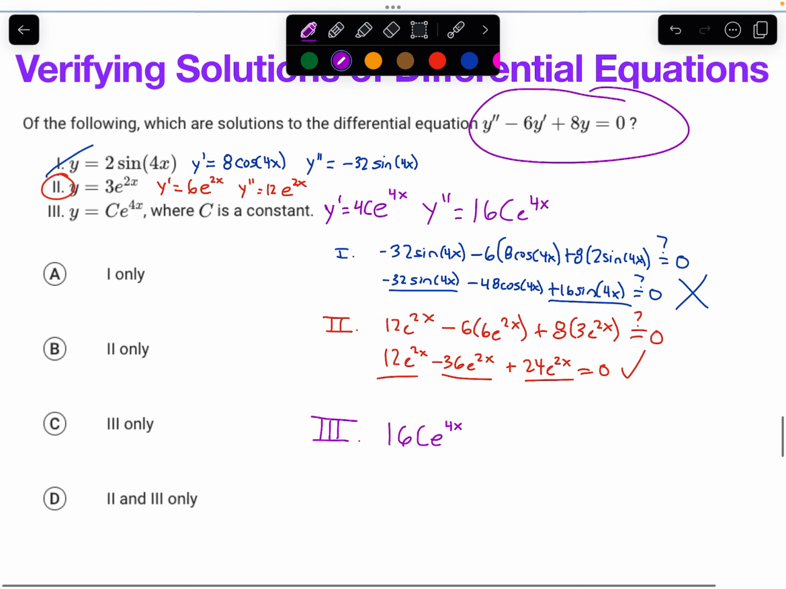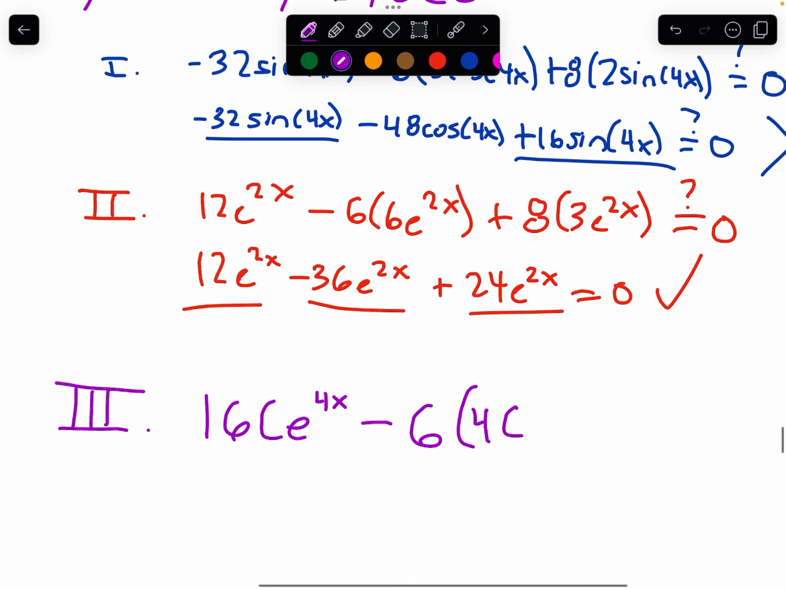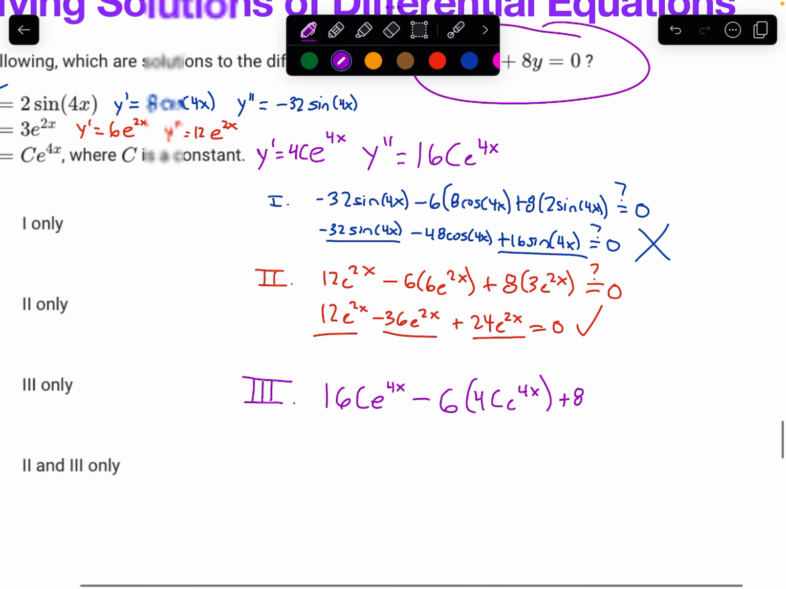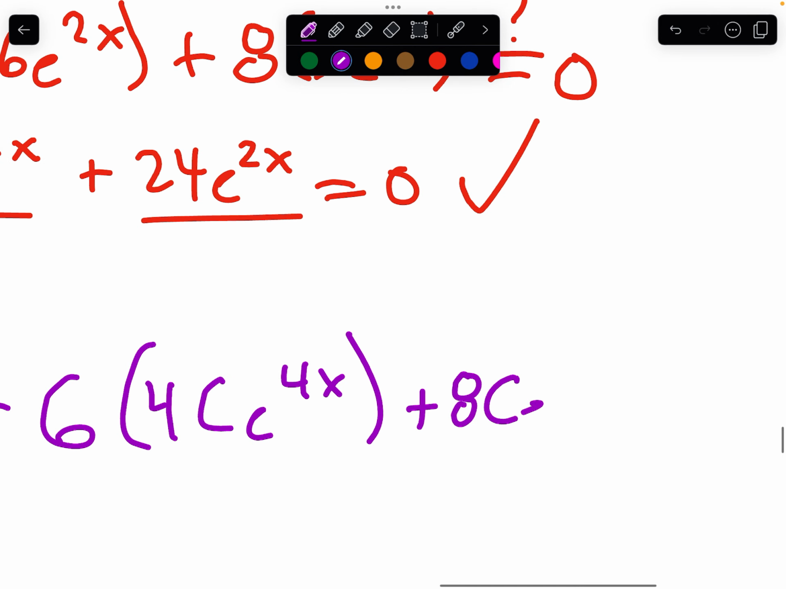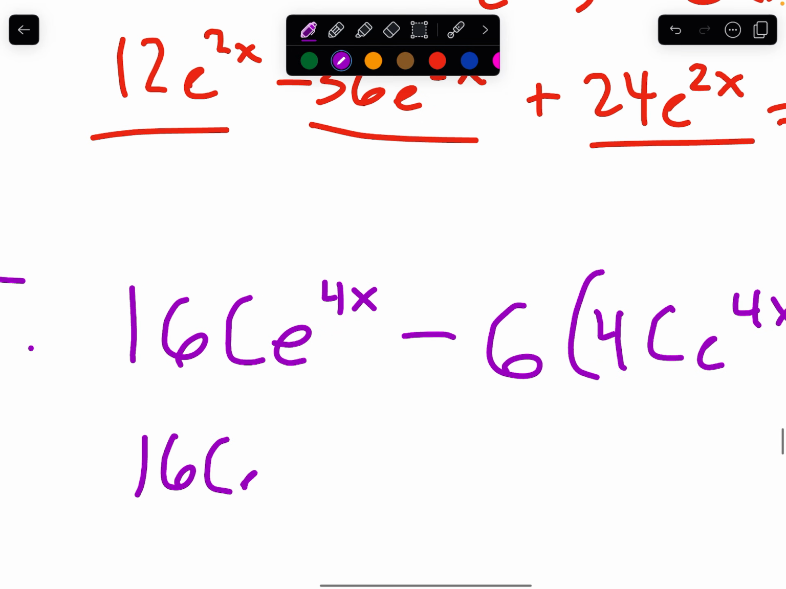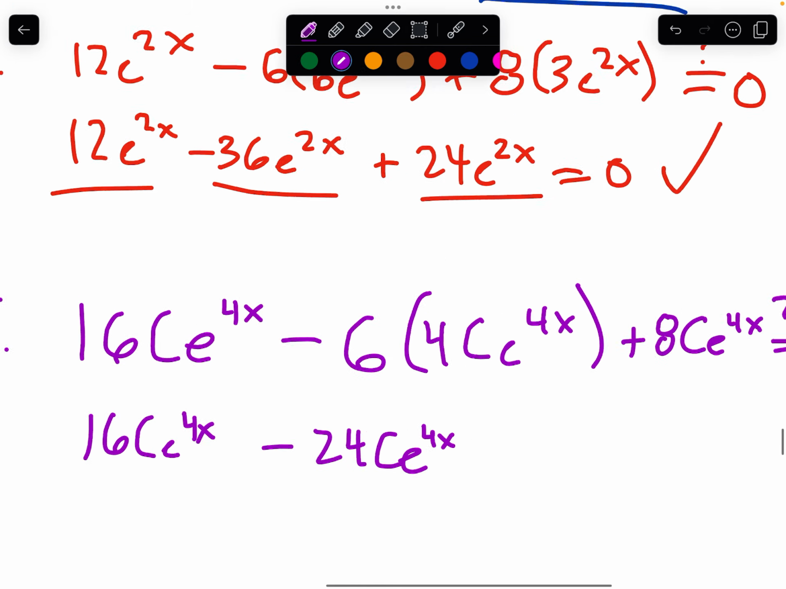Then minus 6y prime, so minus 6 times, where y prime was 4c e to the power of 4x. Then plus 8y, where y was ce to the power of 4x. And again, does all of this end up equaling 0? Well, if you're looking ahead, you might already know the answer to that question, but if you don't, let's check it out. This would be minus 24ce to the power of 4x.